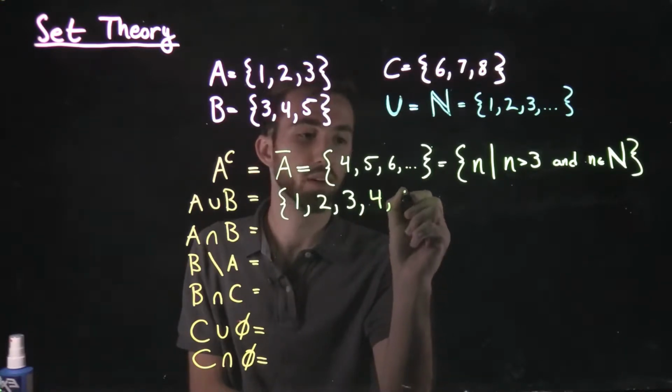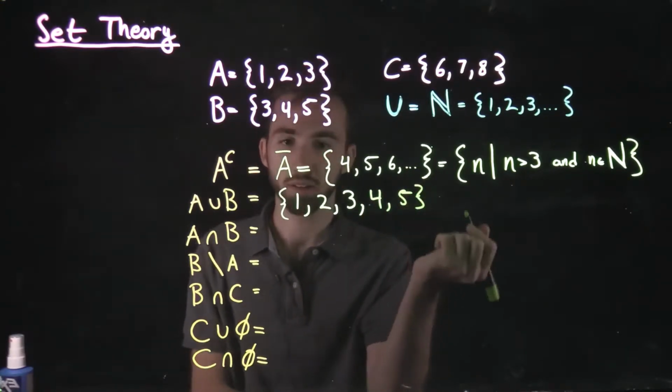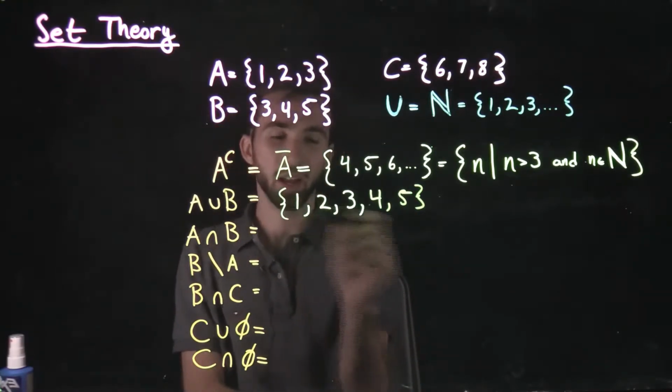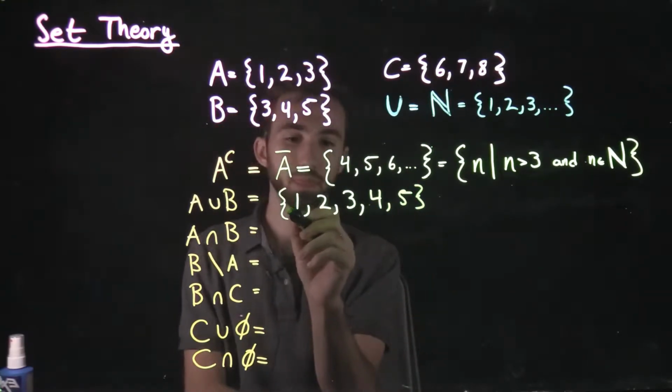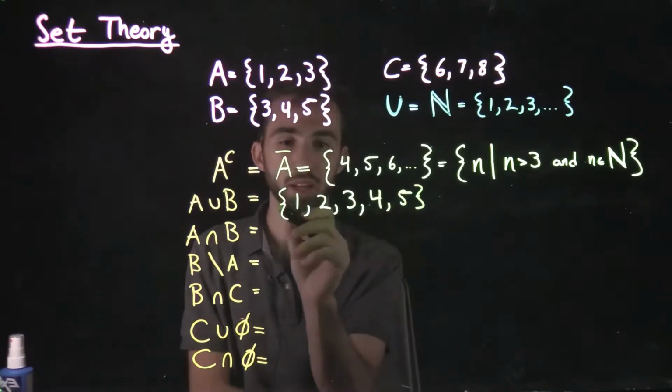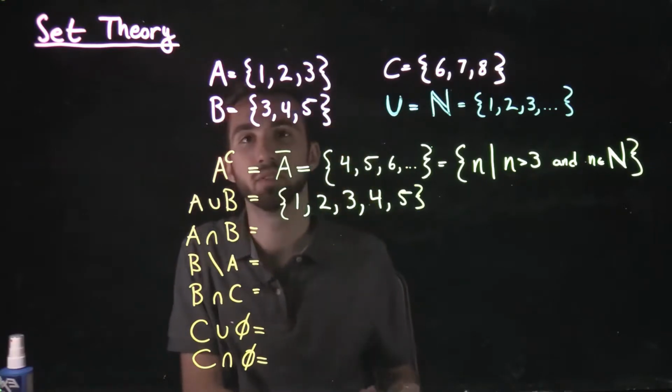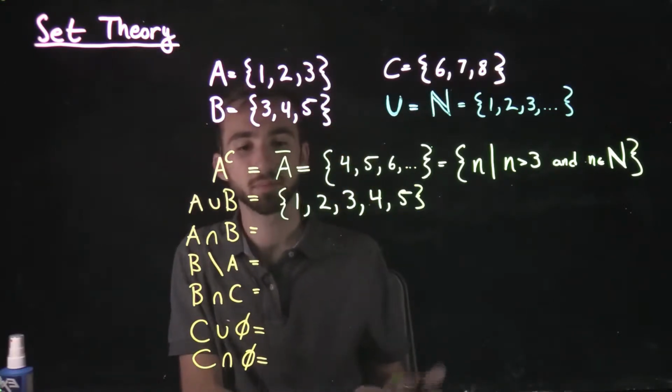Okay, 4, 5. I love this green, by the way. It makes me feel like I'm an alien writing. Anyway, this is our union right here. Just 1, 2, 3, 4, 5. Because that's every unique thing inside of sets A and B combined.